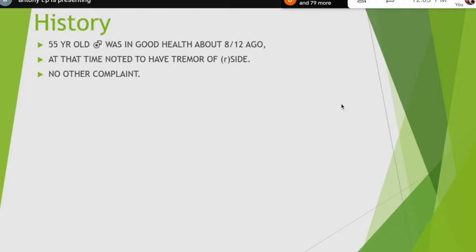A 55-year-old male patient who was of good health presented with right-sided tremor for 8 months. Okay, tell me, what are the other complaints? Okay, tell me names of the involuntary movements you know of.